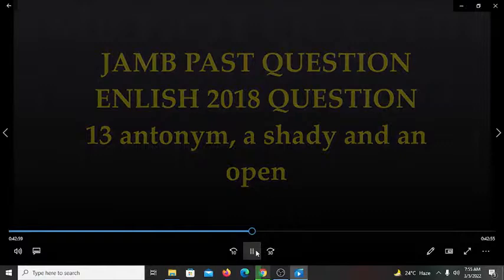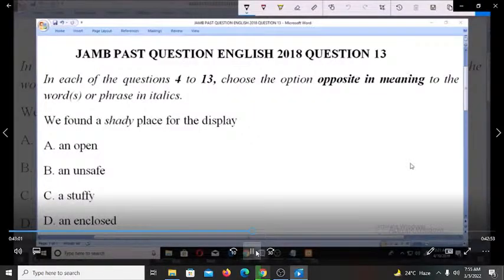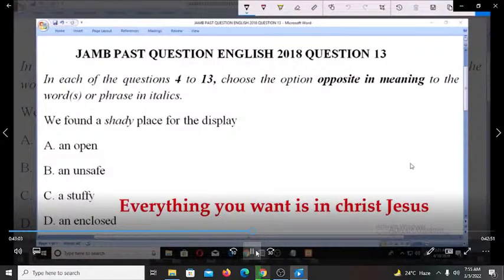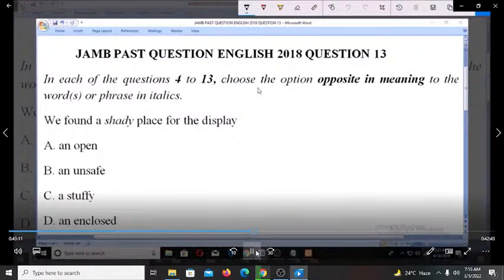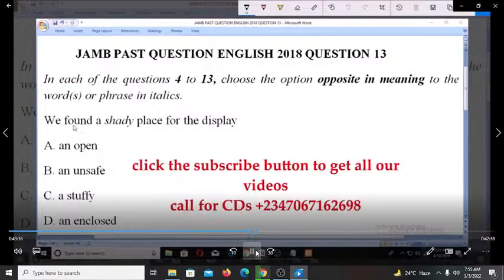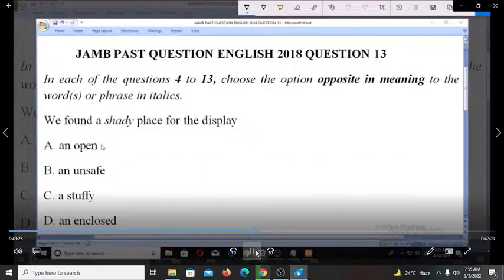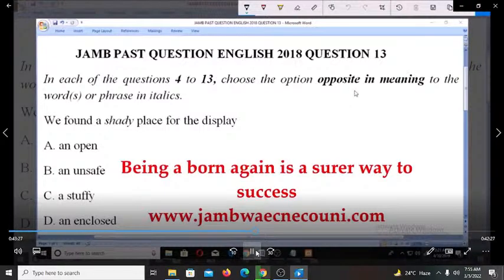Welcome. Let's look at this JAMB past question number 13. JAMB 2018 English question number 13. In each of the questions 4 to 13, choose the option opposite in meaning to the word or words or phrase in italics. We found a shady place for the display. The italicized word is shady. So which of the following has a meaning that is opposite to that of shady?